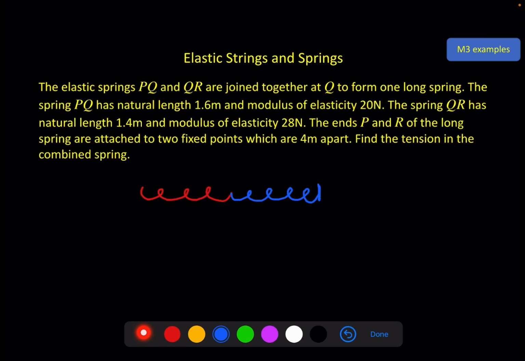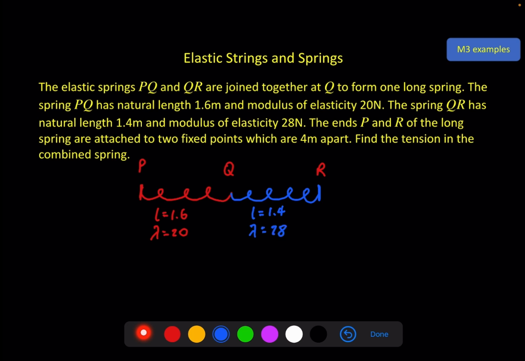So this is fixed here, this one is fixed here, so we've got P, Q and R. We know PQ has natural length 1.6 and lambda is equal to 20, and QR natural length 1.4 and lambda is equal to 28.